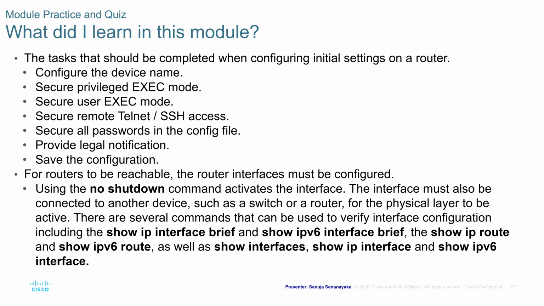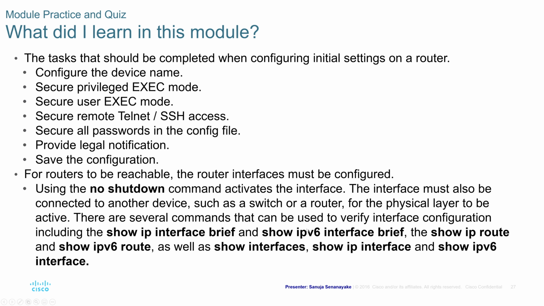For routers to be reachable, the router interfaces must be configured. Using the no shutdown command, we can activate the interfaces, which are turned off by default. The interface must also be connected to another device such as a switch or a router for the physical layer to be active. So if you issue the no shutdown command, the interface may still be down if no other device is connected to that interface, even though you have turned the interface on.